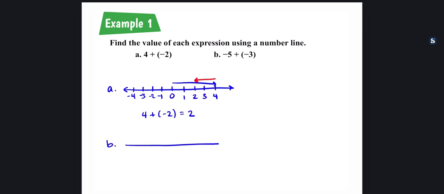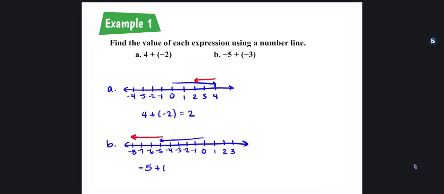Problem B, -5 plus -3. Starting at 0, move to the left 5 spaces for -5. Then move to the left 3 more spaces for -3. The value of -5 plus -3 is -8.